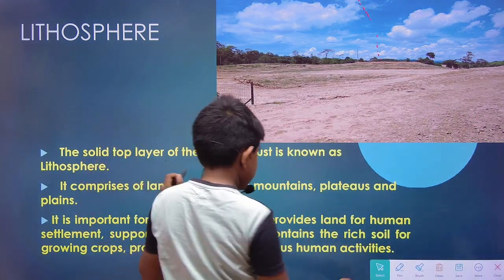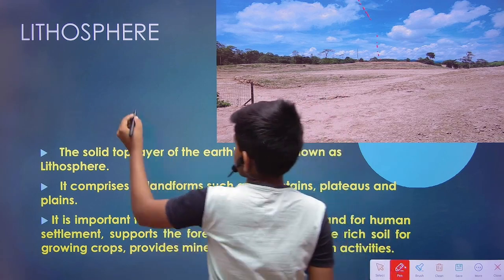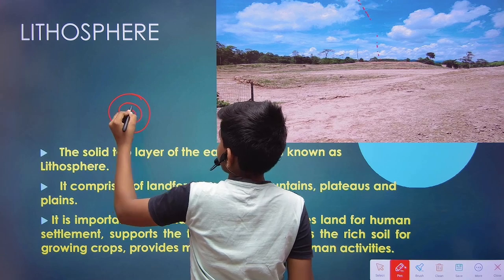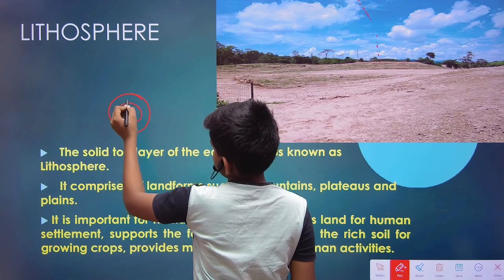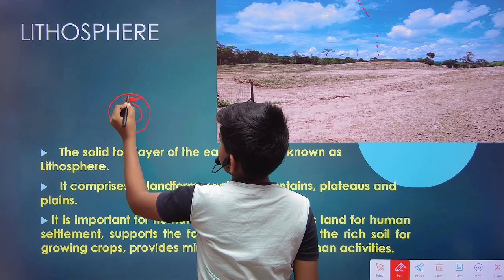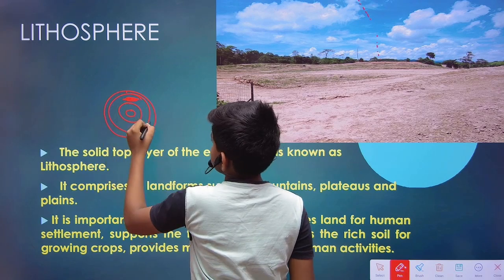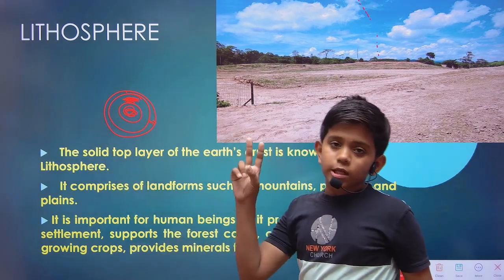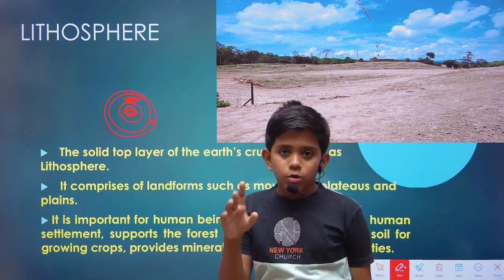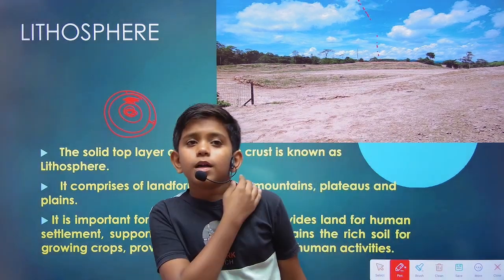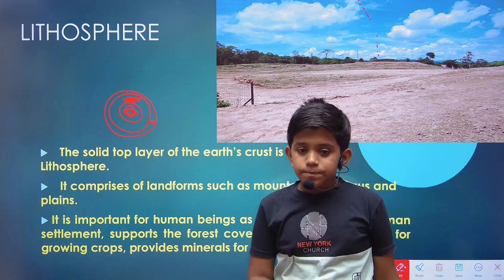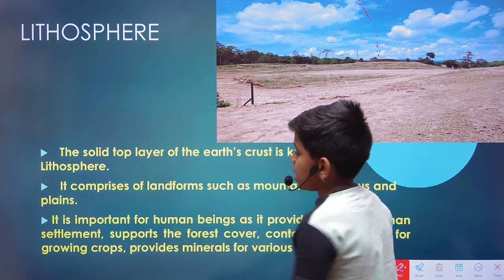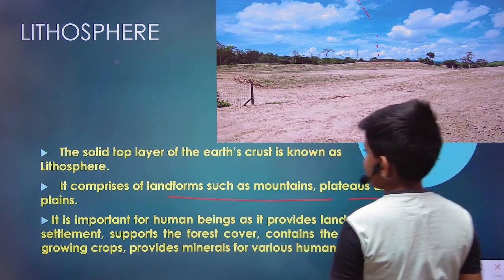Now this is our Earth, which is divided into these three main parts. First is the crust, which is the thinnest layer. Second, mantle. Third, core. And this core is also divided into two parts, inner core and outer core, which you have seen in the layers of the Earth video. So the topmost layer is made up of lithosphere, means land. It comprises landforms such as mountains, plateaus and plains.